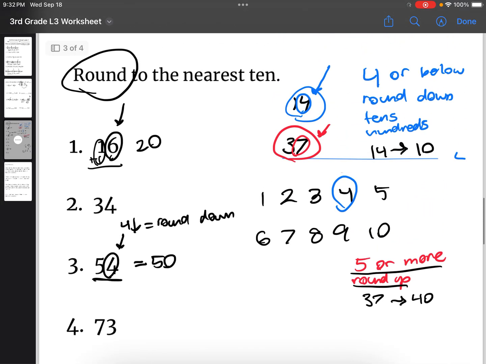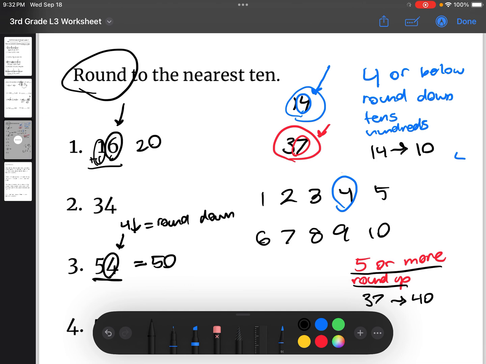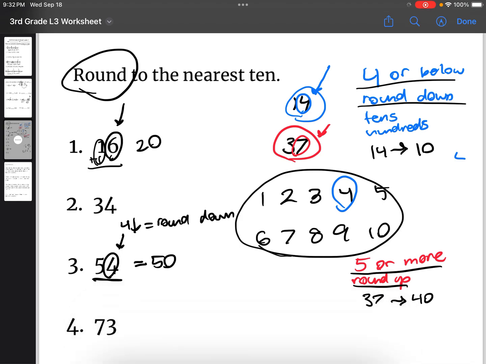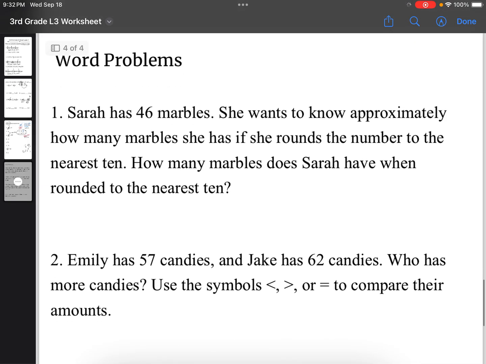Don't forget, this is really important. Remember the number line and remember the rules. 4 or below, round down. 5 or more, round up. That's super important for rounding, and it makes it 10 times easier. Let's go to the last page here.